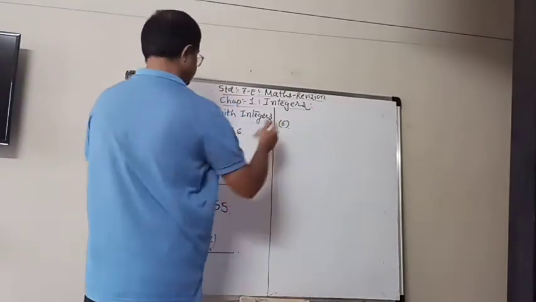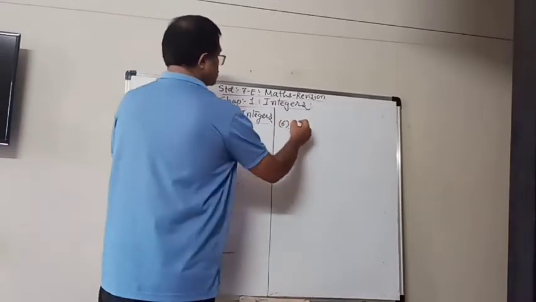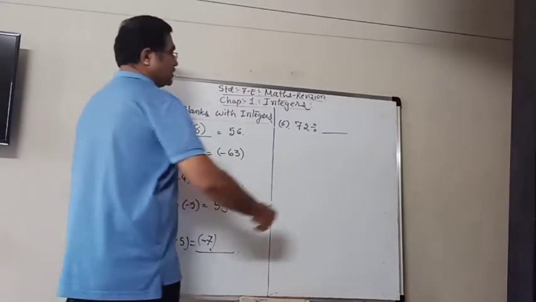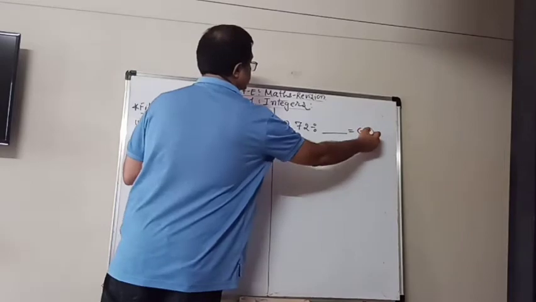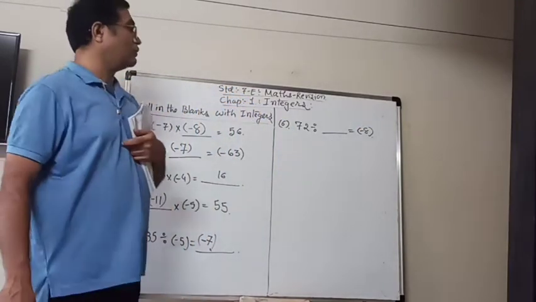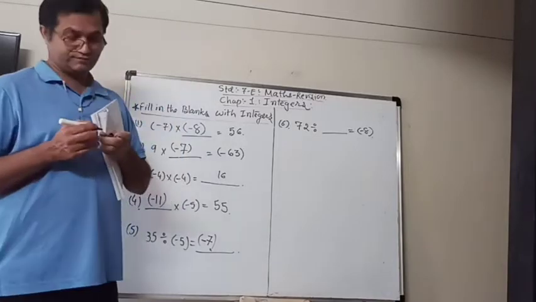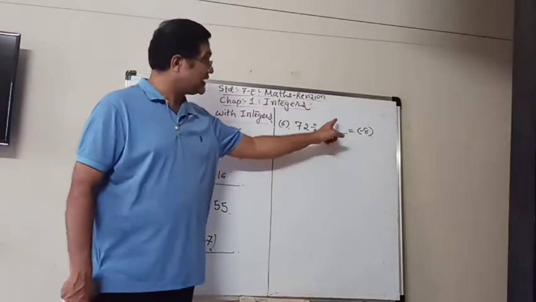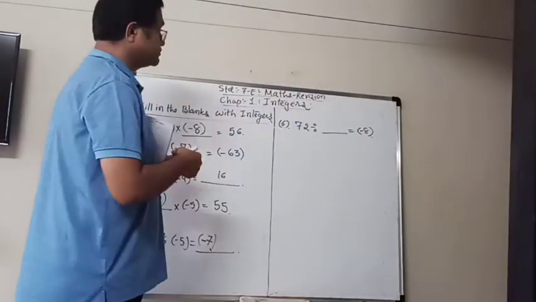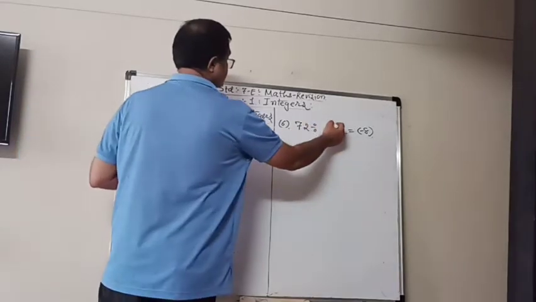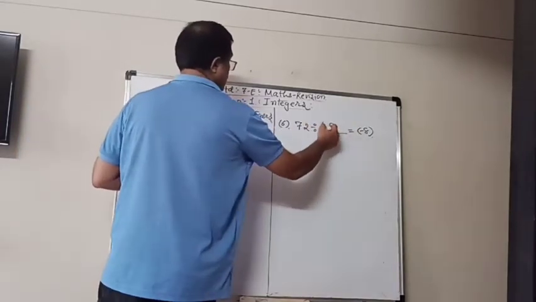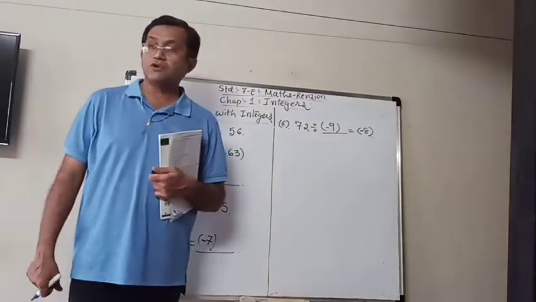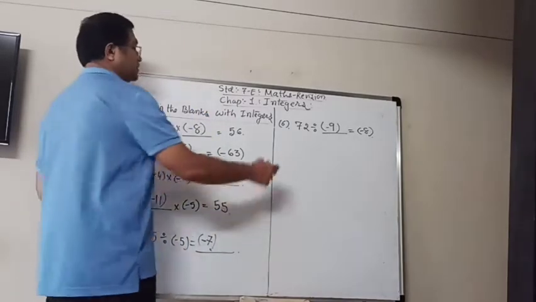Sixth blank. 72 divided by blank is equal to minus 8. So now we know that in the 8th table, 8 9s are 72. So if you divide 72 by 9, you get 8. But here also it is the same problem, the answer is negative, so one of the numbers must be negative. 72 is positive, so there will be minus 9 in the answer.